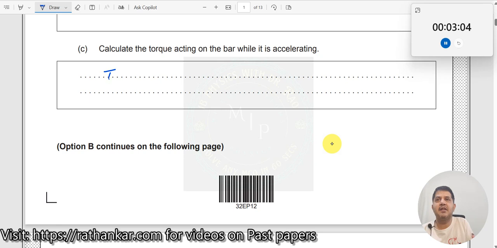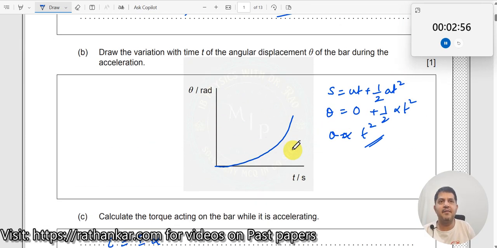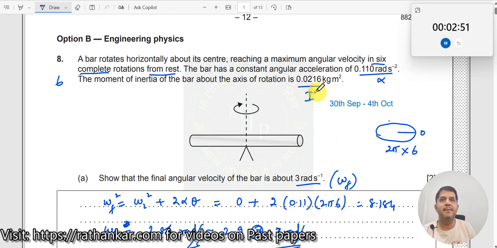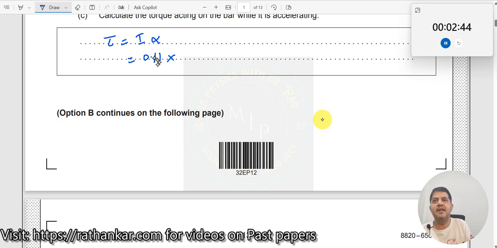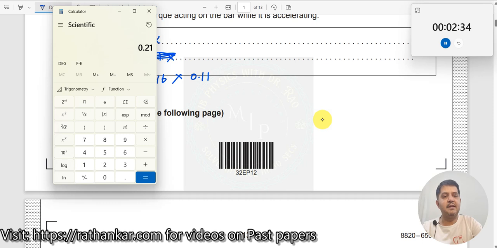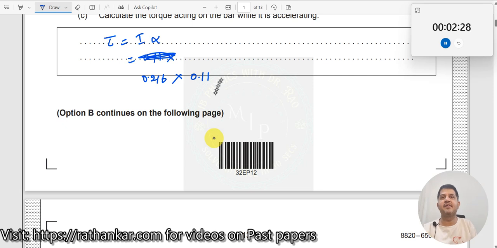Torque. What's the formula for torque? Tau is equal to I into alpha. What is the value of alpha? Is the value of alpha given? Alpha value is also given. Alpha value is 0.11. What is the value of I? 0.216. Okay. Value of alpha is 0.11, 0.11 multiplied by 0.216. Let us calculate this. How much will this be? 0.216 multiplied by 0.11 will give you 0.02376.